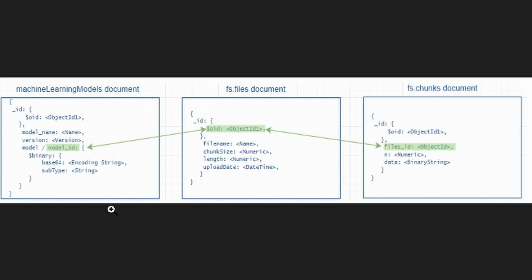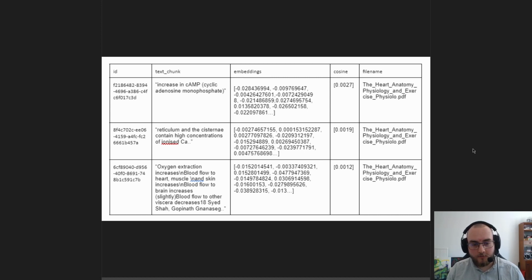A quick note is that the random forest model was too big to be directly stored in machine learning models. So for that one, we used the model ID, which then refers to fs.files and the corresponding chunks. To represent our Pinecone vector database, we've decided to make a table, as it's hard to visualize the vectors. This table just shows a representation of how the vector embeddings would look before we use them for our knowledge base for our generative AI.